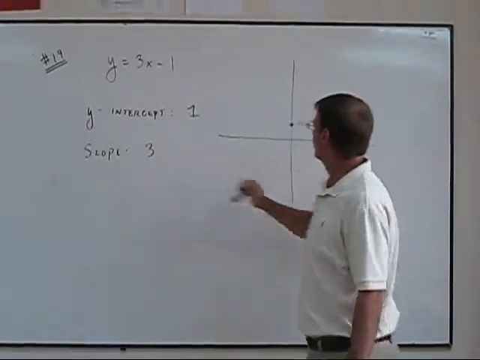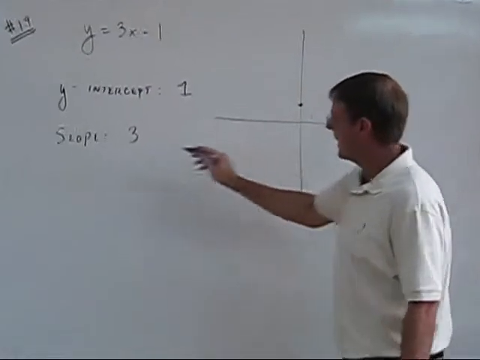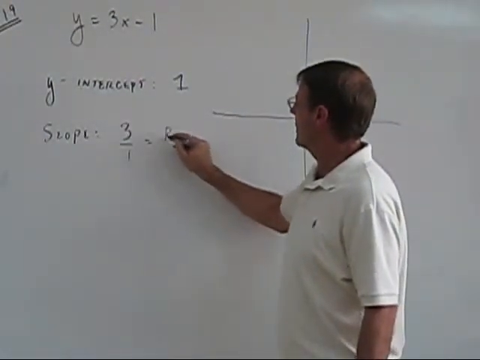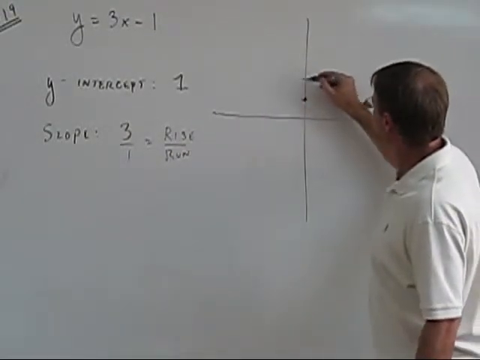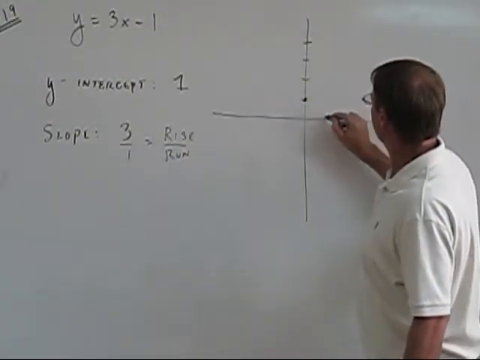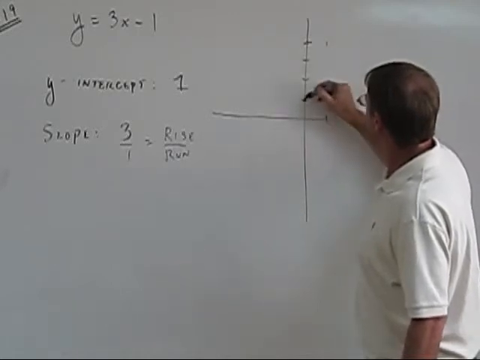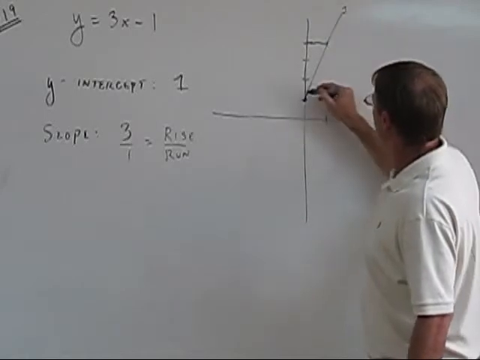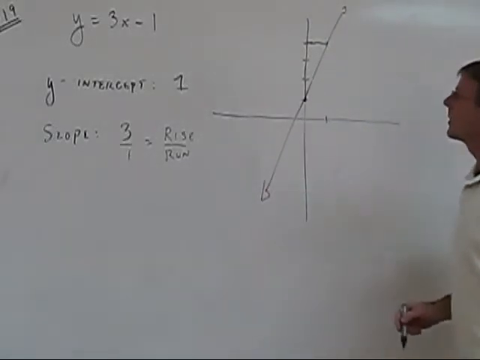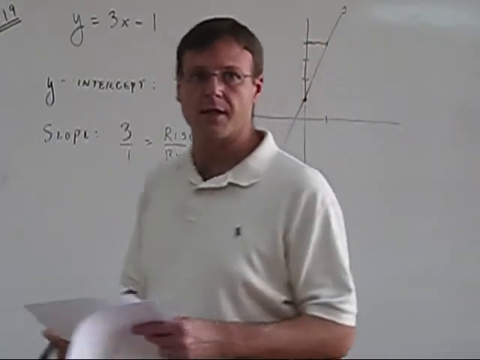And then you have a slope of 3. So I need to, again, this is 3 over 1, which is rise over run. You go up 3 and over 1. So up 3 over 1 and connect the dots. Okay, I will continue on the next video.